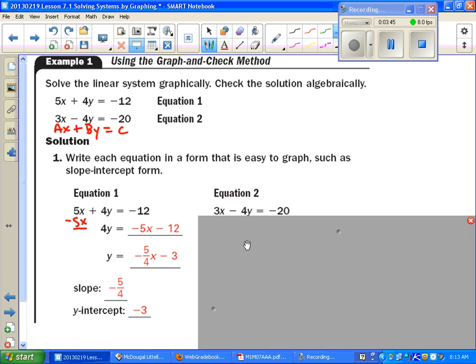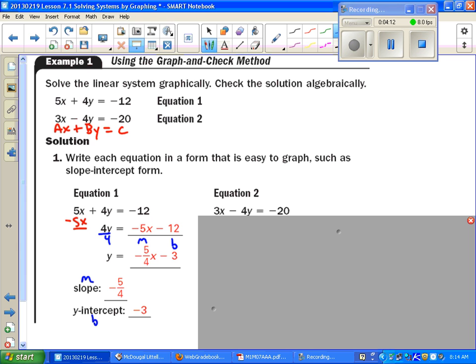The next step is to get rid of 4 times y by dividing by 4. If you divide the left side, make sure you divide the right side by 4. And notice you divide both terms, the negative 5x and the negative 12. You're left with y equals negative 5 over 4 x minus 3. That is mx plus b. And notice your slope, or your m value, is negative 5 over 4, and your b, or your y-intercept value, is negative 3.